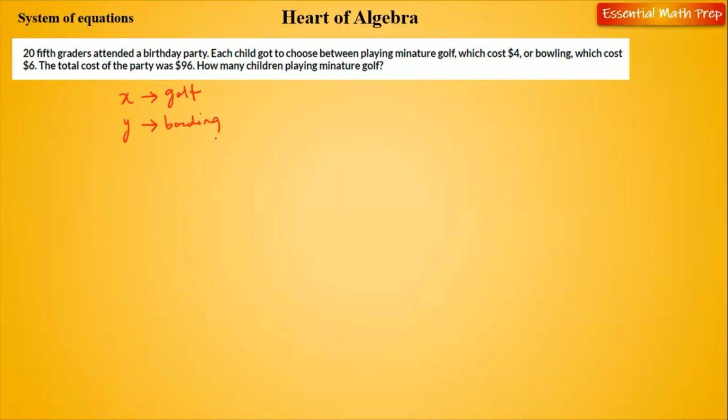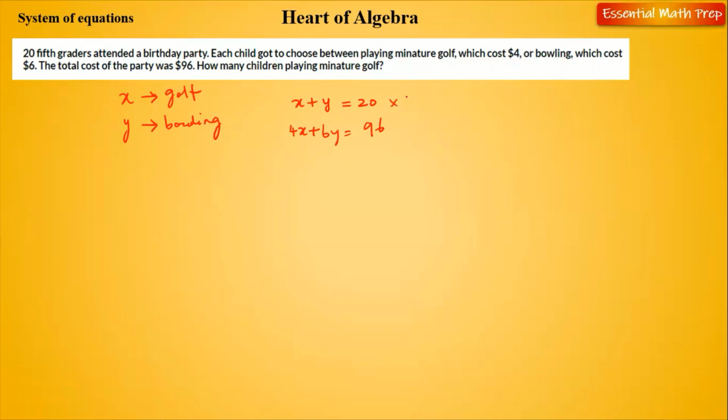I'm not going to call it miniature golf, just golf. We know the total number of kids playing golf and bowling is X plus Y equals 20. That's just a physical count of how many kids are playing golf and bowling. But $4 is assigned to golf, so 4X, and bowling is assigned to Y, so 6Y. That's equal to $96. Now it looks like a familiar expression that you can solve.